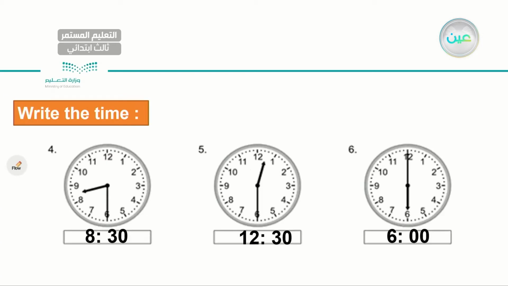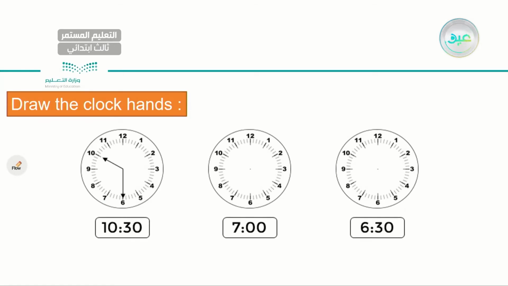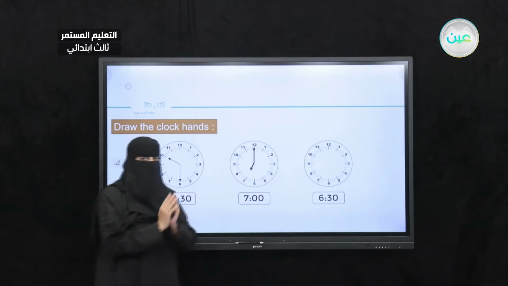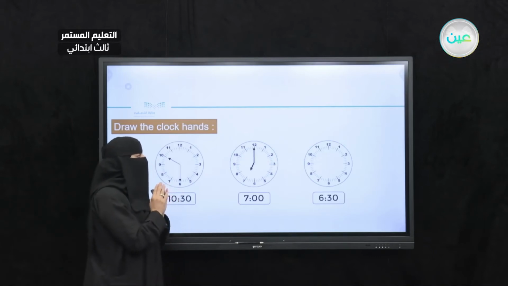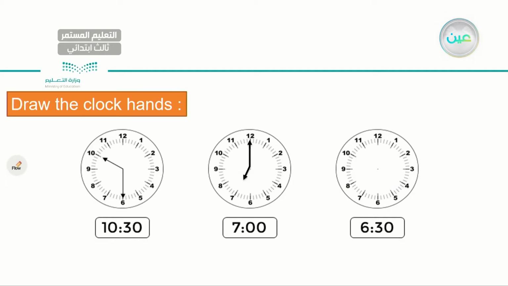So let's draw the line. And that is 7 o'clock. Very good. That is 7 o'clock. How about the one next to it? 6:30. So what do you think? How can we draw the hands of the clock? Very good. 6:30. Very good, my dear student.